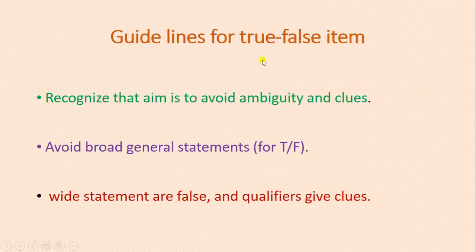My dear students, there are some guidelines. Recognize that the aim is to avoid ambiguity and clues. When we write true false items, we should aim to avoid ambiguity and clues. We should not provide clues, and there should be no ambiguity in the statement when we write down statements for true false items.